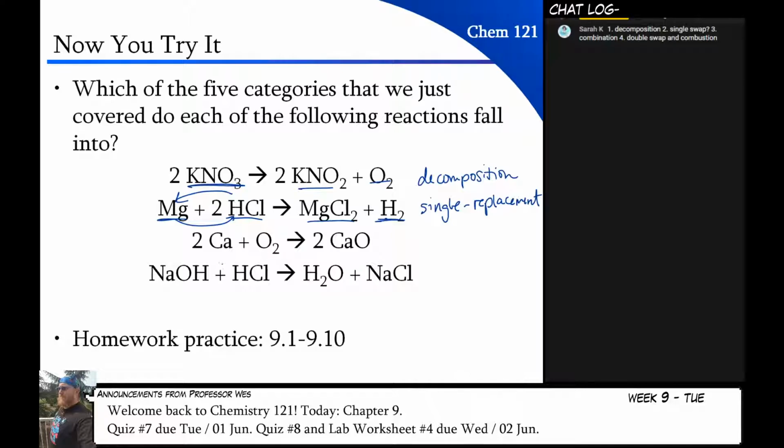For the third one, I have something and something else being combined, so this is a combination. However, the thing it's combining with is oxygen, so it is also a combustion. And you might think, well, that's weird. Can I combust a metal? Yeah, you could absolutely combust a metal.